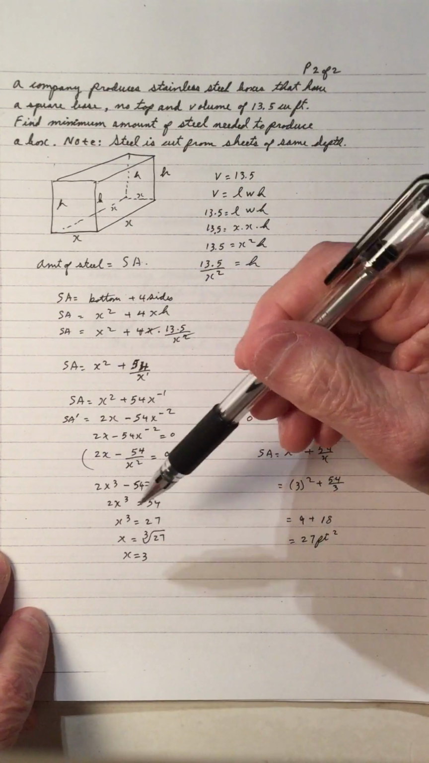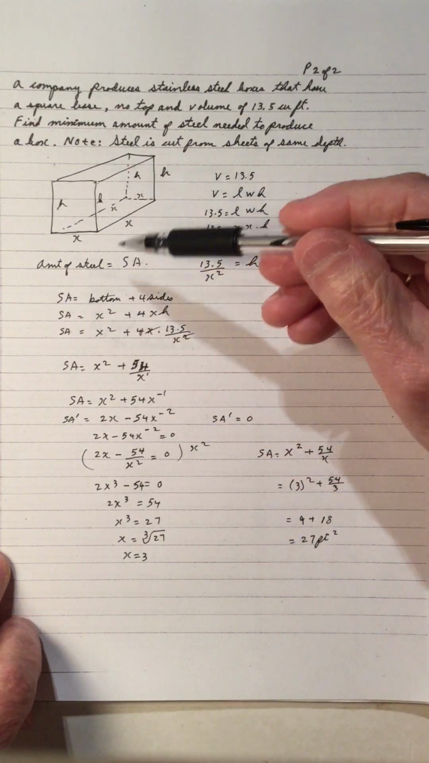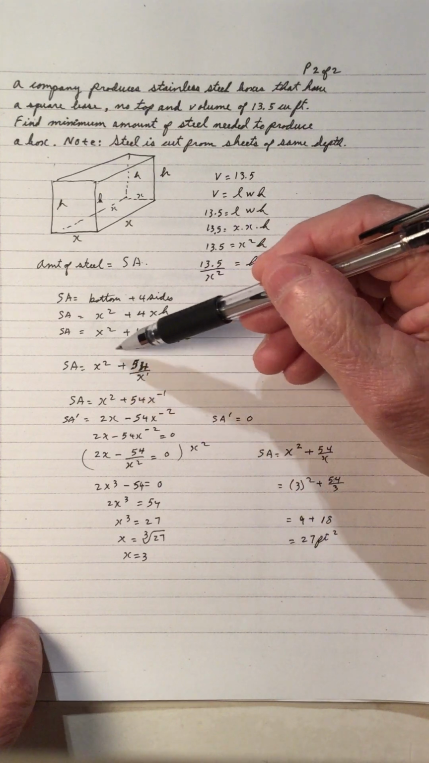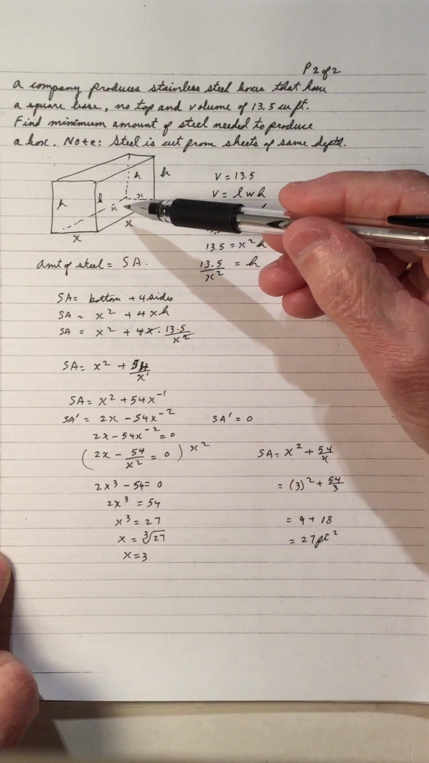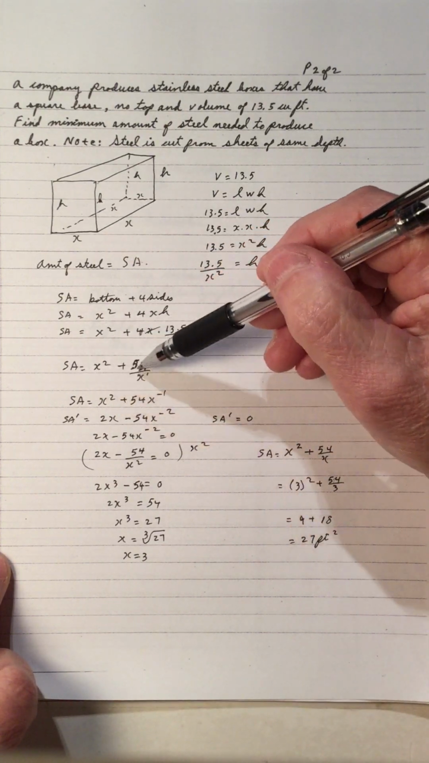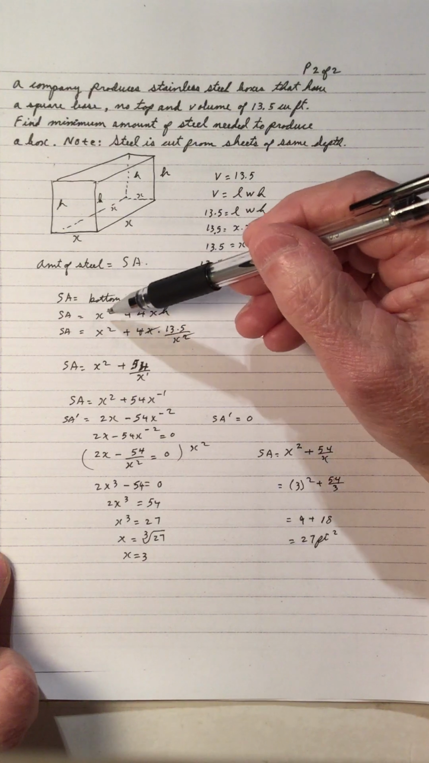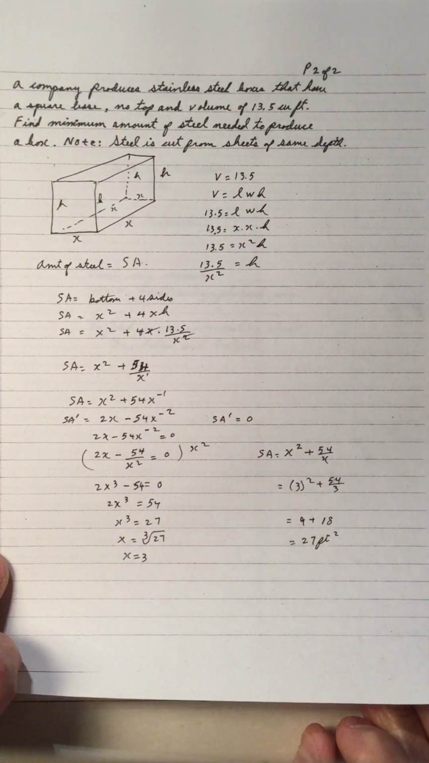I didn't take the 3 and sub in to find each part. I subbed it into the simplified form here for surface area. I didn't need to get the area of the base and then the area of one side multiplied by 4. I just subbed it in here because this expression takes care of the bottom and the 4 sides. So the answer is 27.